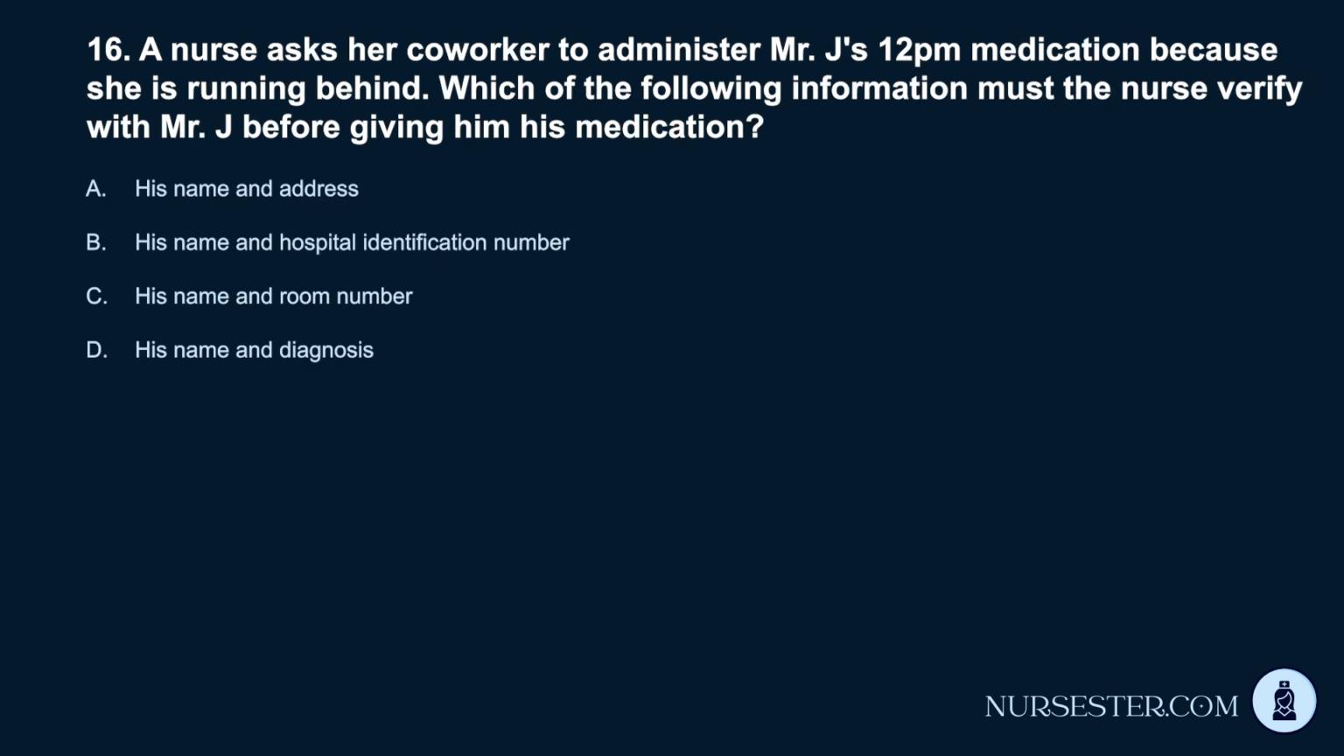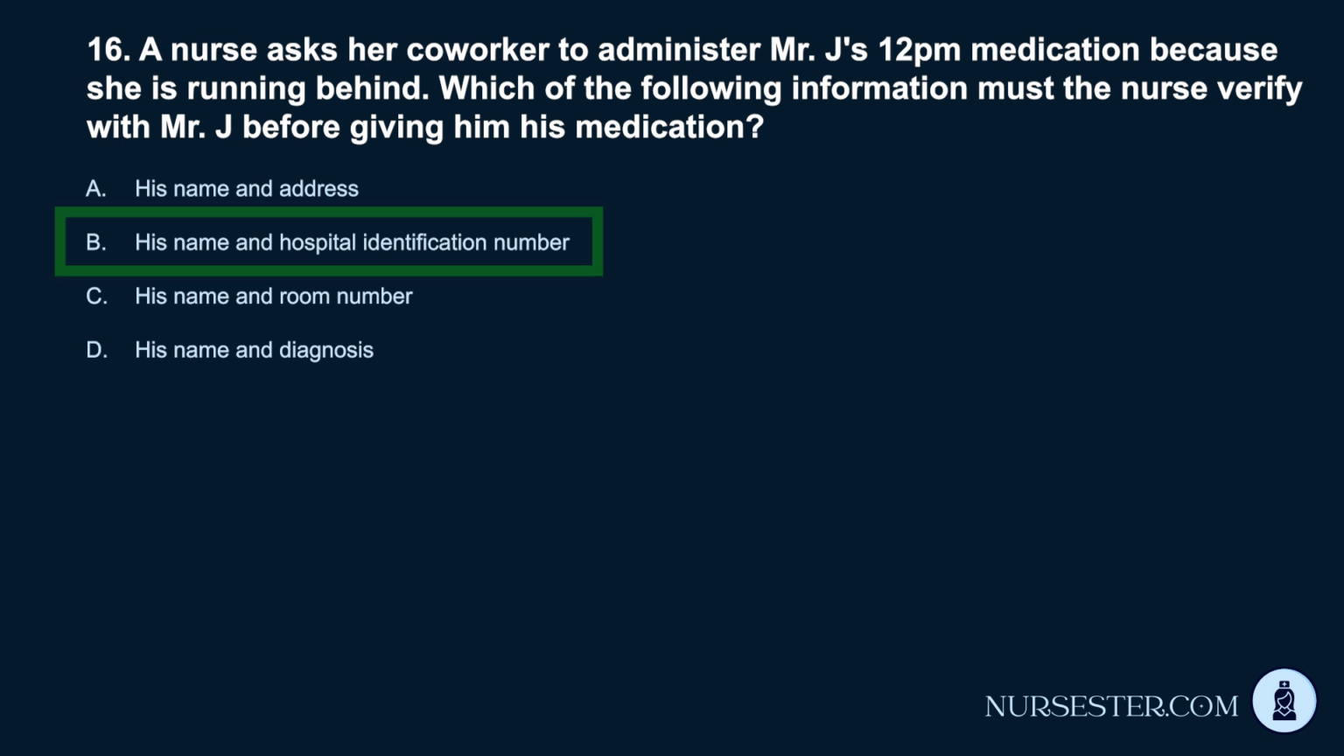16. A nurse asks her coworker to administer Mr. J's 12 p.m. medication because she is running behind. Which of the following information must the nurse verify with Mr. J before giving him his medication? A. His name and address. B. His name and hospital identification number. C. His name and room number. D. His name and diagnosis.